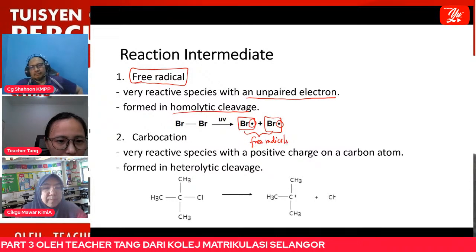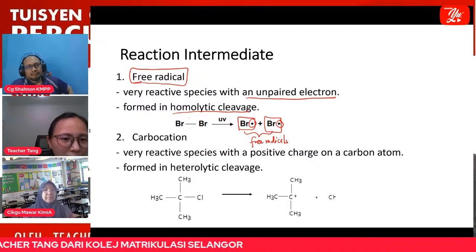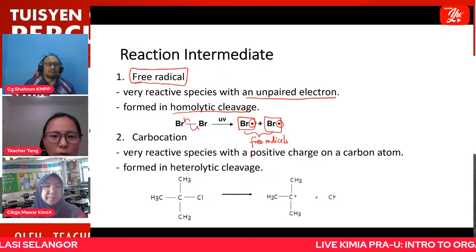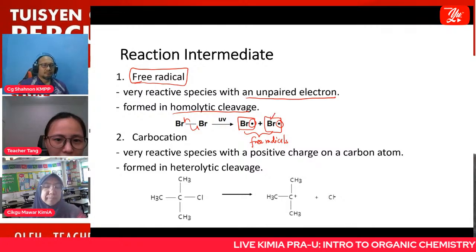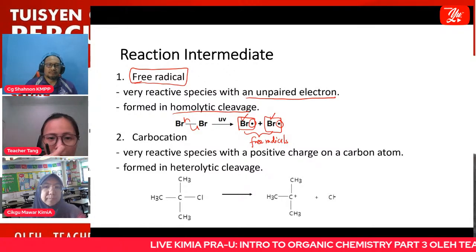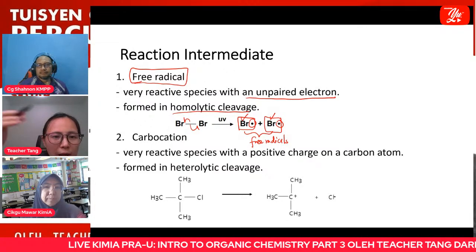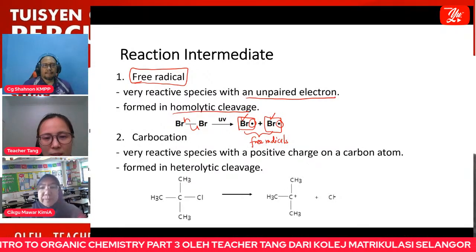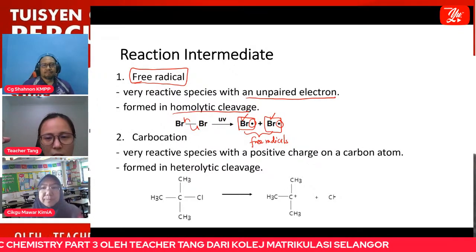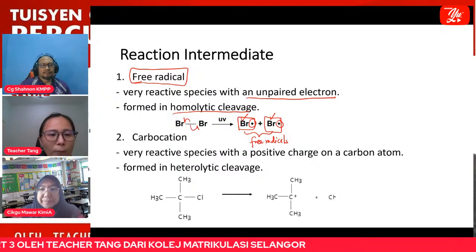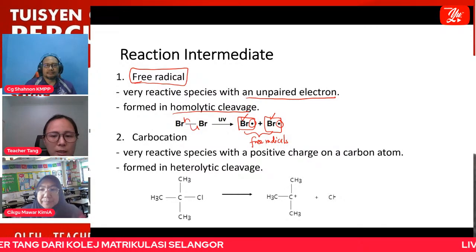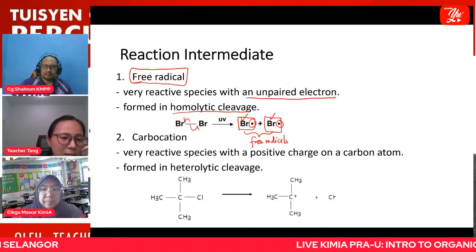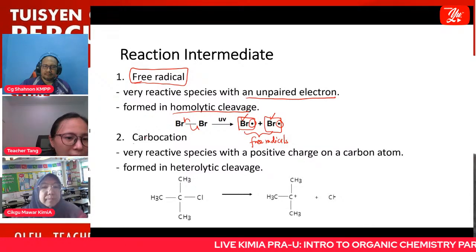And these free radicals form after a homolytic cleavage. Okay, so this free radical is an intermediate of a reaction and usually is very reactive. So they will tend to react with another species in a reaction very quickly to form products, or byproducts. So the second reaction intermediate, we call it carbocation.